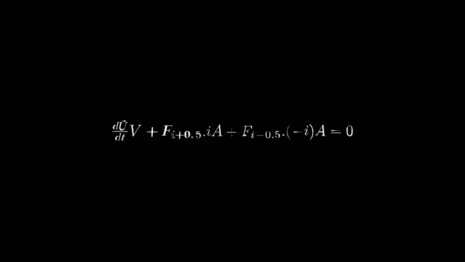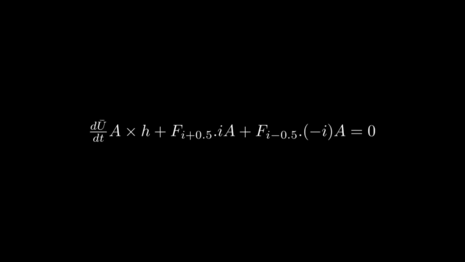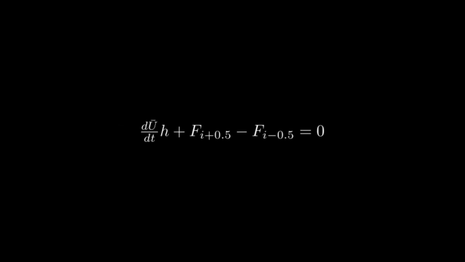The volume of the cell is the product of the area of the cross-section and the length of the cell. Substituting that in the conservative form, we get, this is the formulation of FVM in 1D.